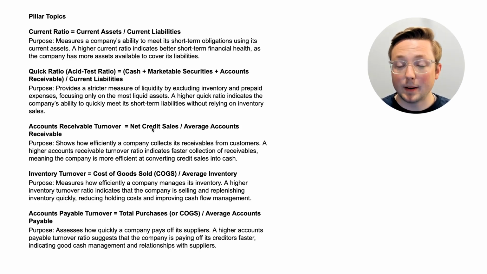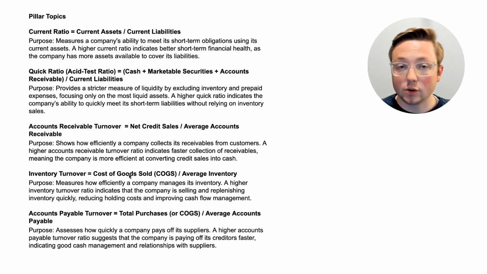Accounts receivable turnover. Remember, it's net credit sales, not just sales, it's net credit sales divided by average accounts receivable. This shows how efficiently a company collects its receivables from customers. A higher accounts receivable turnover ratio indicates faster collection of receivables, meaning the company is more efficient at converting credit sales into cash. So again, the reason that it's so important to remember net credit sales is because accounts receivable means that the sales were done on credit. So you're trying to see how quickly you are taking those sales on credit and actually getting the money back for those. If you have cash sales, it's not going to affect net credit sales because you already got the cash for those.